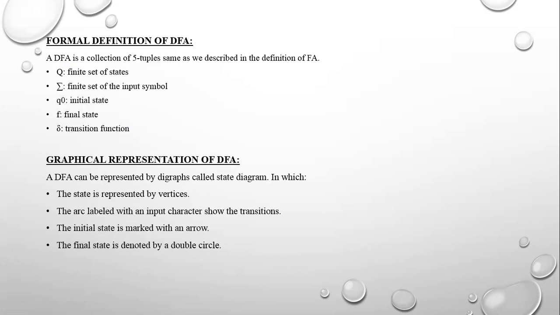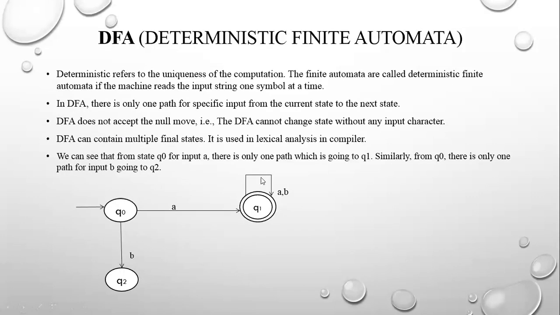So this is called the transition diagram. The delta can be represented either as a transition diagram or a transition table. These are the different properties of the deterministic finite automata. In a DFA, there is only one path for a specific input from the current state to the next state. So delta changes from one particular state to one particular state.